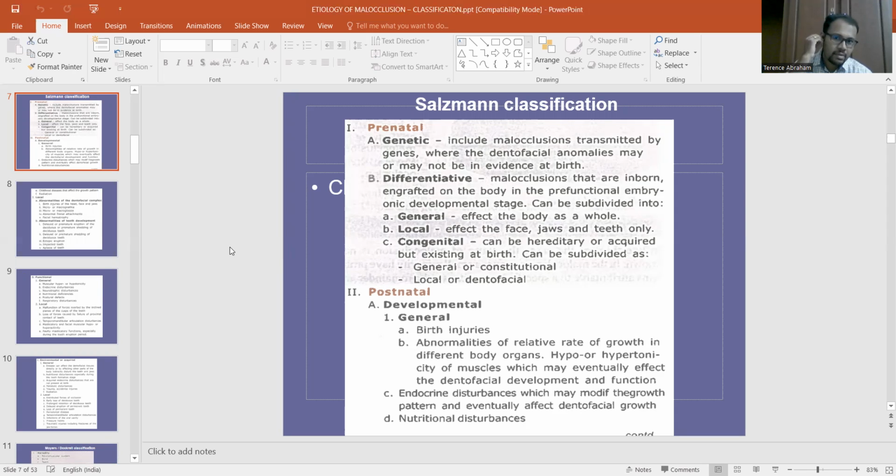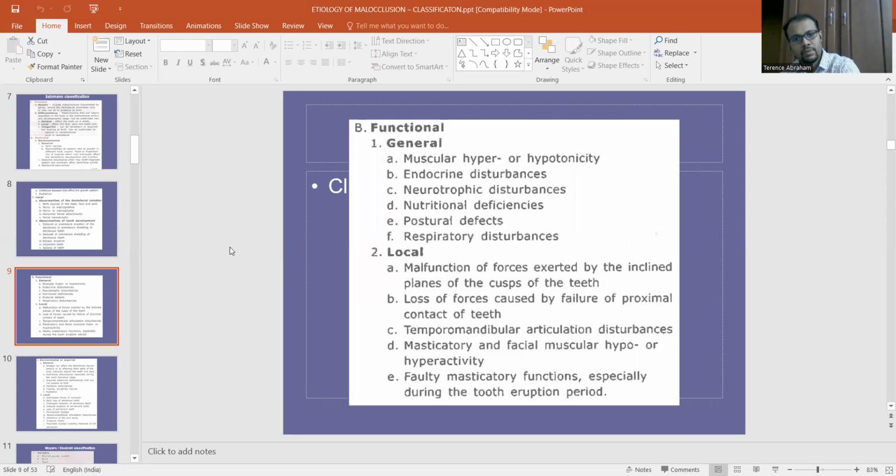Coming to the postnatal factors. Postnatal factors are developmental, and there are three types. Developmental consists of functional and acquired or environmental.